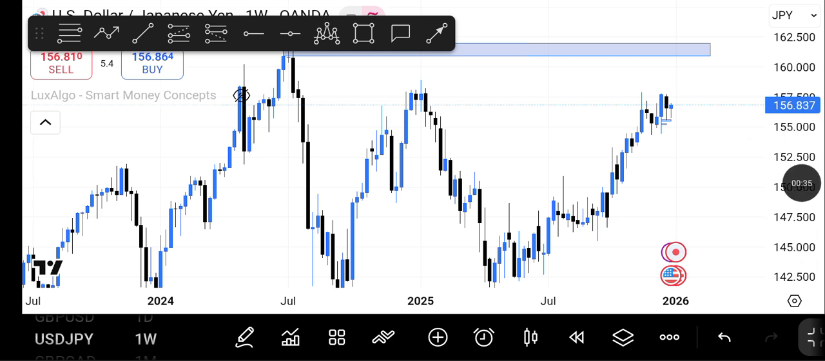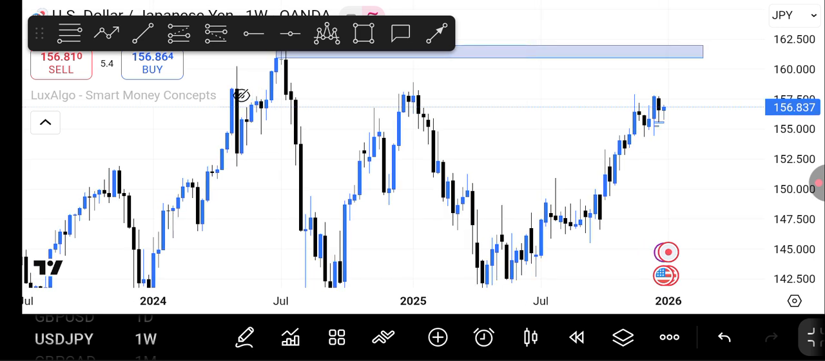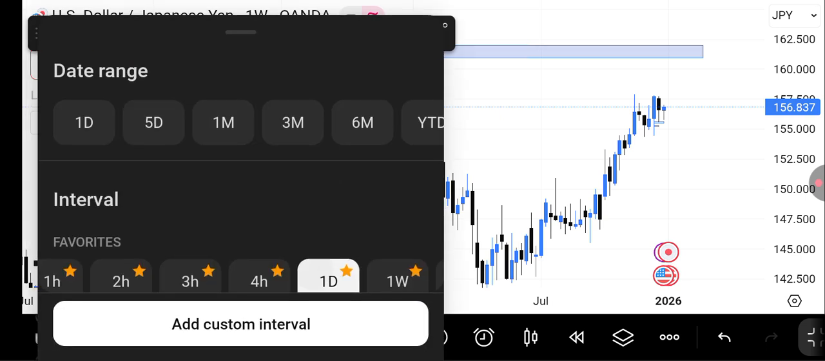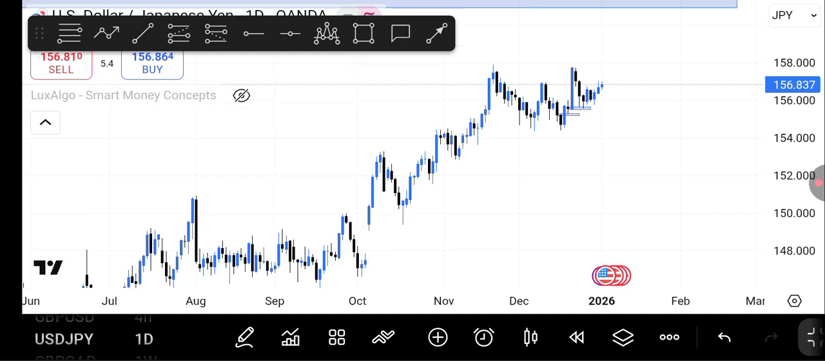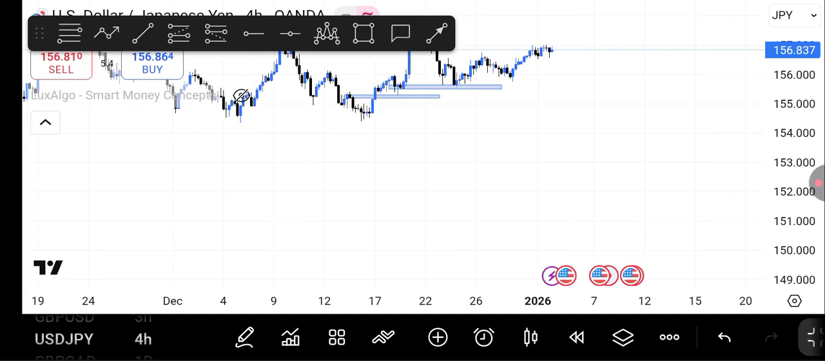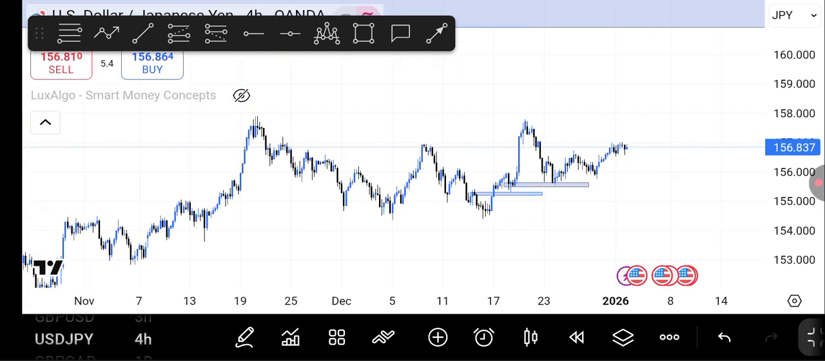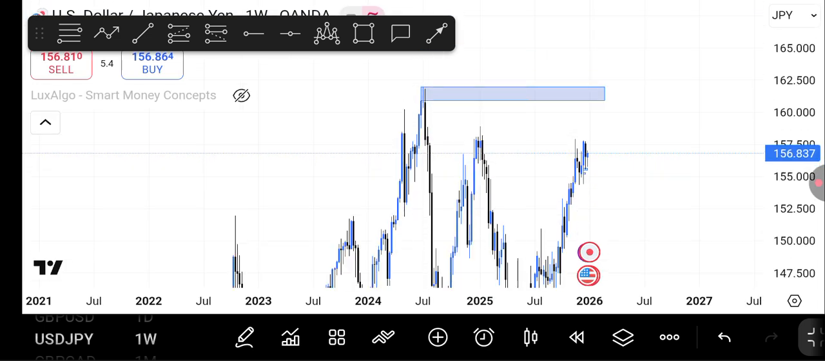So to find directional bias on any market, make sure the time frame you are looking at shows a clear structure, something that you understand. If you don't understand that time frame, make sure to flip to other time frames. Let's say on the daily I can't see anything clear. The 4 hour I think is clearer, but I can't see anything proper right here. So I'll be using the weekly, because that is where I found a clear structure.